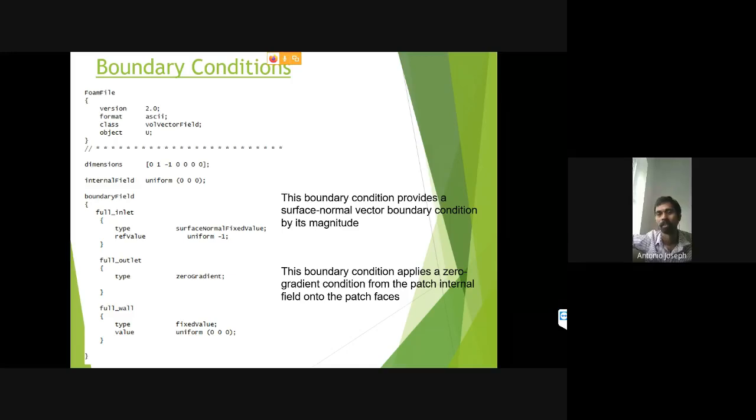Okay, sir. So for a moving wall condition, what should we do? For a moving wall condition, we need to specify the velocity at that particular wall region.